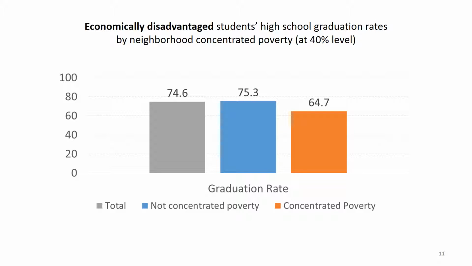Okay, so when we look just at economically disadvantaged students' high school graduation rates, we see that nationally about 3 in 4 are graduating on time, compared with 65% in high schools that are located in concentrated poverty neighborhoods. So again, we're seeing evidence that's consistent with the idea of a double burden.